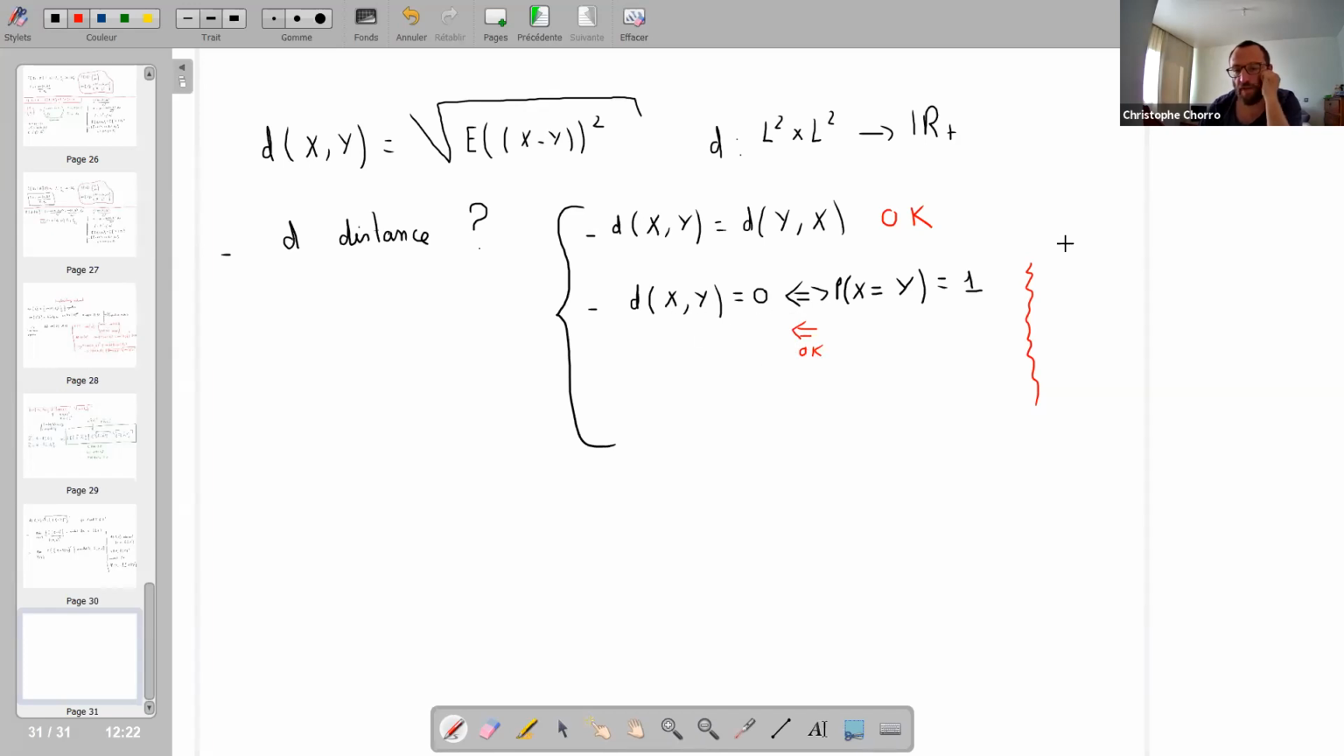What happens for the other side? If I have this, it means that the expectation of (x minus y) squared is 0. So you have the expectation of a positive quantity that is 0, and you don't have the choice here. It means that what you have inside, since the expectation of something positive is 0, is 0 with probability 1.